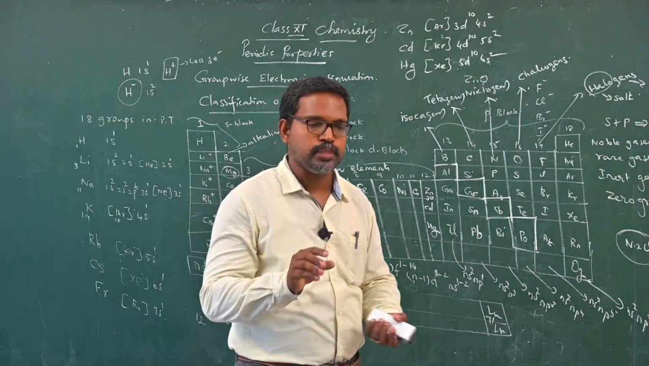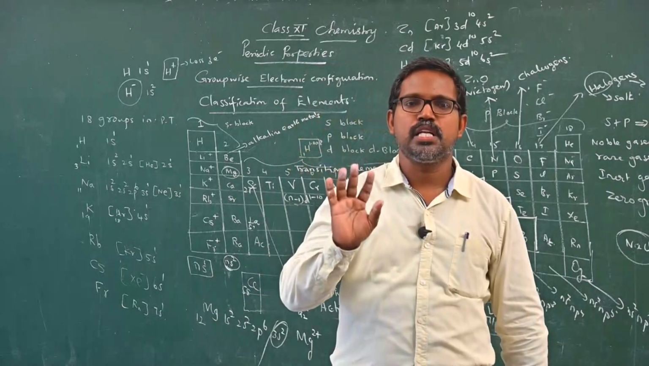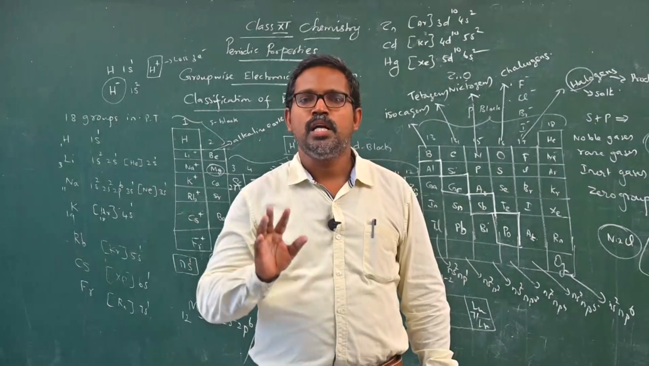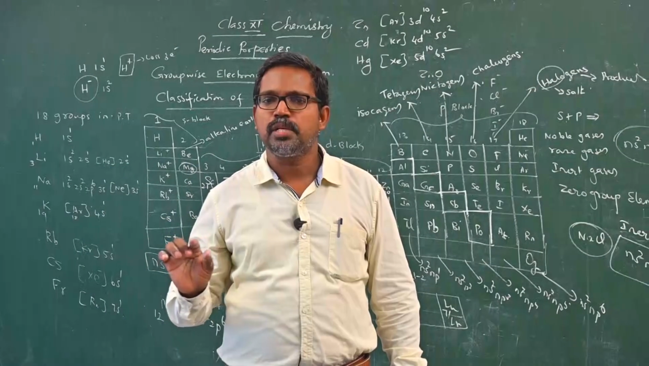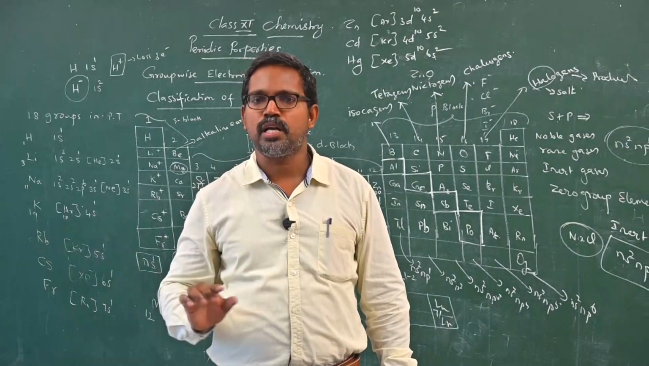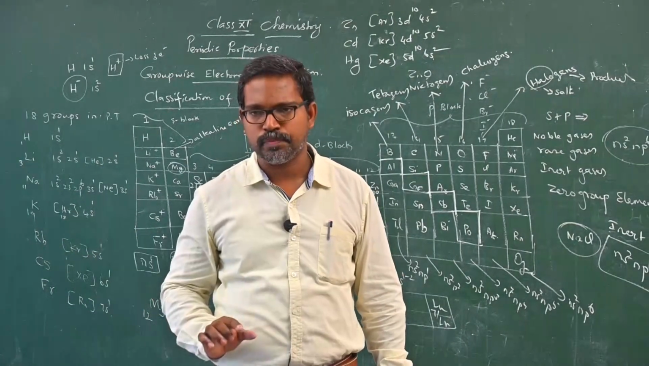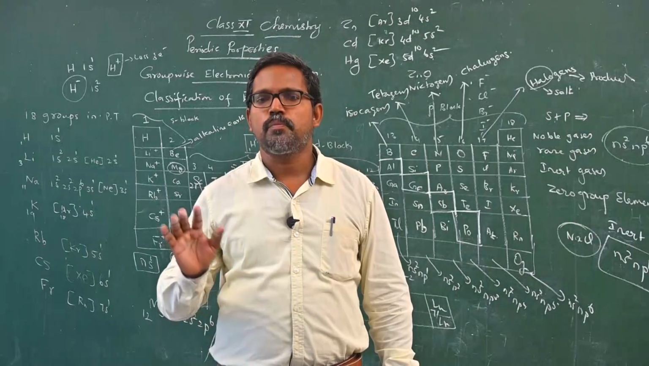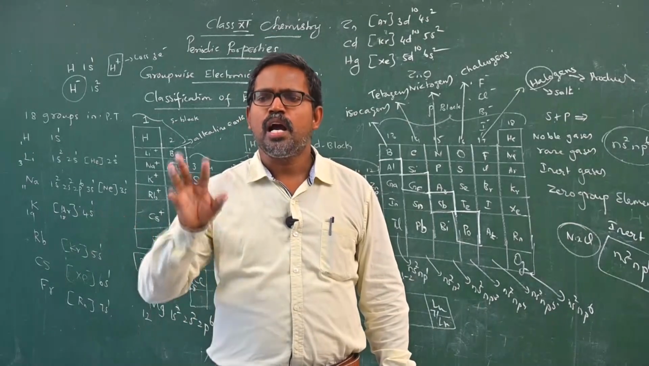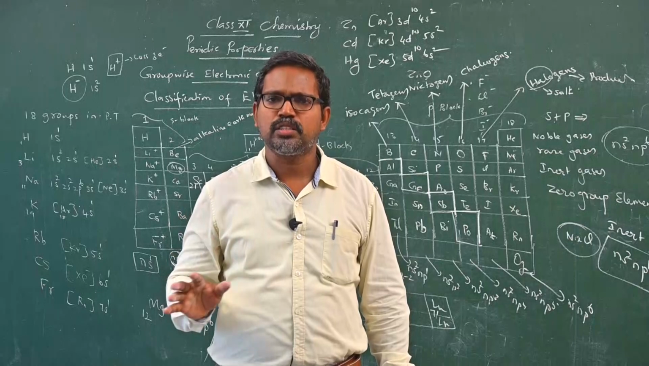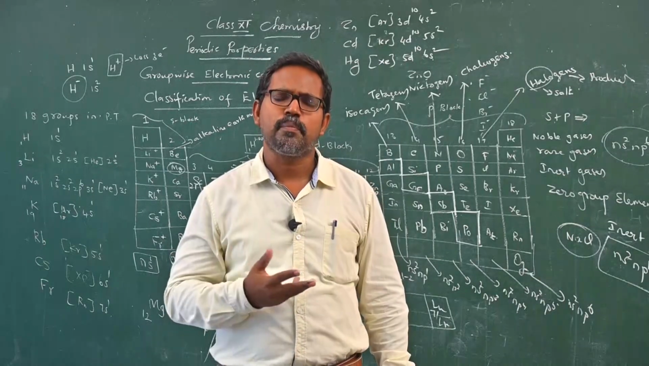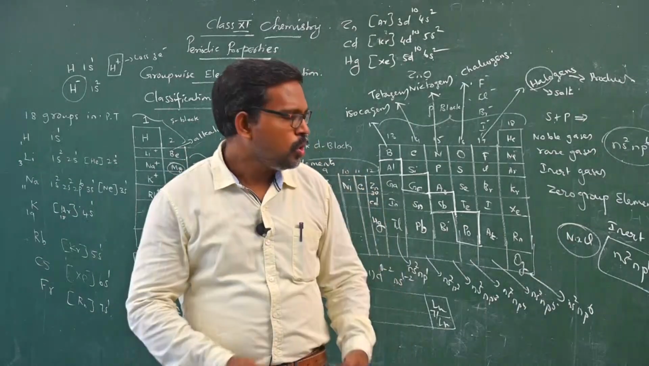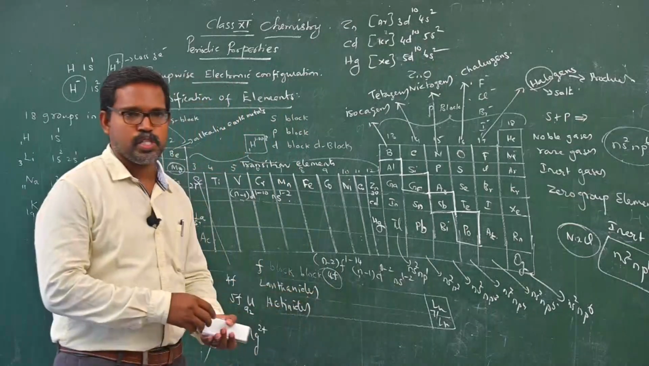So, the two groups of elements are present at the bottom of the periodic table. 4f block elements are called lanthanoids, 5f block elements are called actinoids. Most of the elements are prepared in the laboratory and their abundance is very low. Most of the elements are radioactive in nature. So, these are about the F block elements.